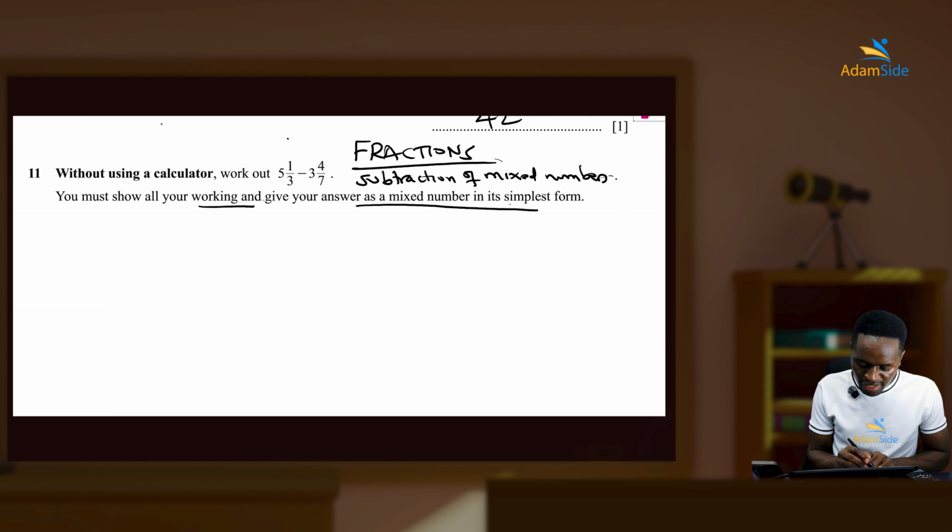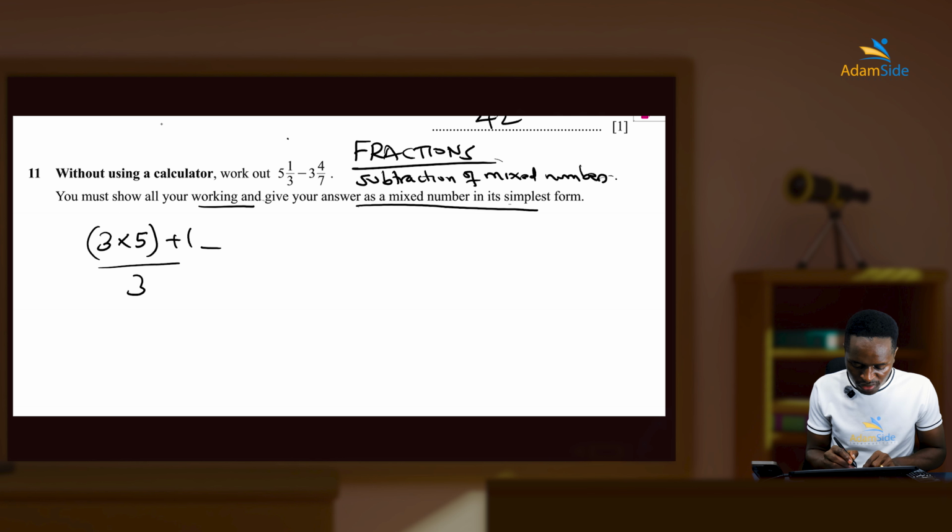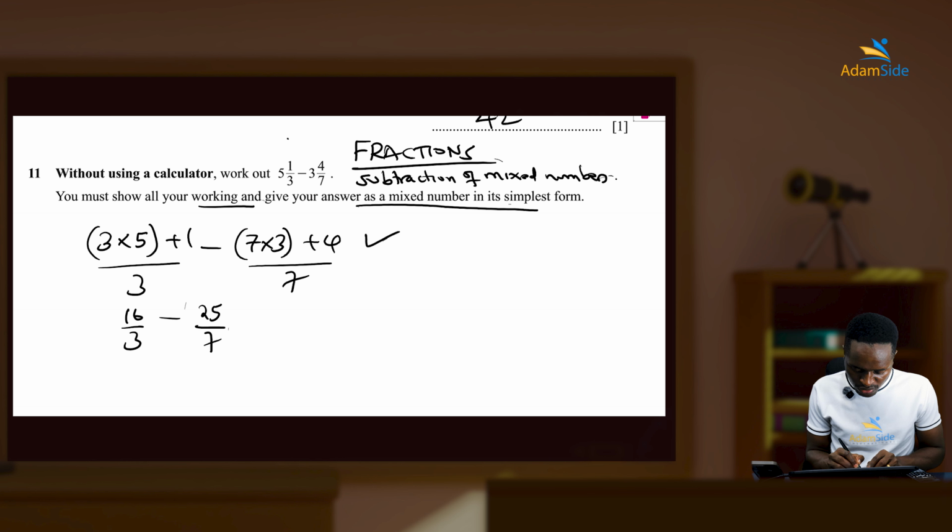So you have 5 1 over 3. Okay, so what do we do in that case? You can change them. You say 3 times 5, denominator multiplied by the whole number, plus the numerator, divided by 3. If you show that, you get a mark. 7 times 3 plus 4 over 7. That's 1 mark. Then 3 times 5 is 15 plus 1, 16 over 3 minus 7 times 3, 21, 21 plus 4, 25 over 7.